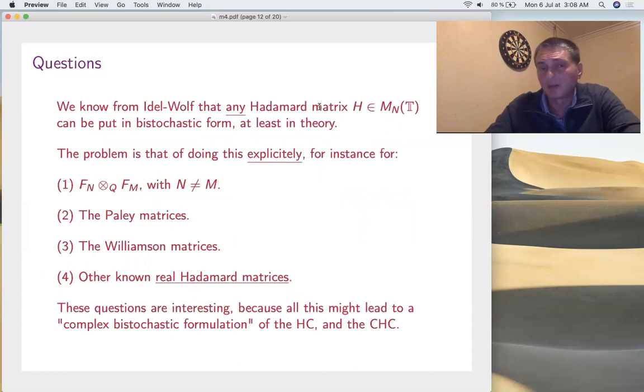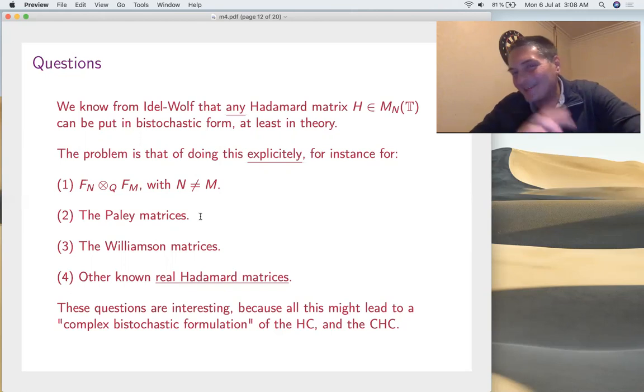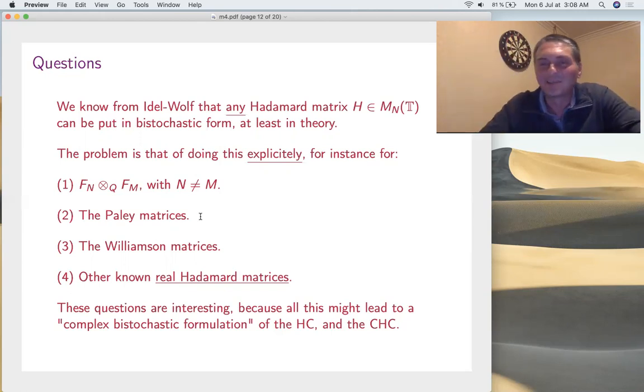Any Hadamard matrix can be put in Bistochastic form non-explicitly by the Sidelnikov-Wolff result based on symplectic geometry, which was for arbitrary unitaries. Can you do this explicitly for Hadamards? It's not clear, so that would be a candidate here. And also especially all these real matrices like Paley, Williamson, and others, because Walsh, of course, can be put in Bistochastic form. We did it in the beginning, right? F2, you know how to do it, and then it transfers itself, you're done.